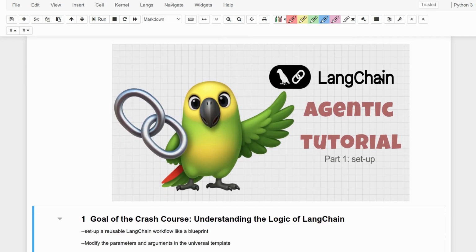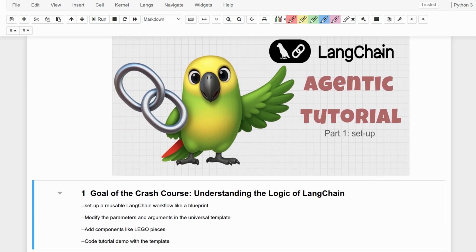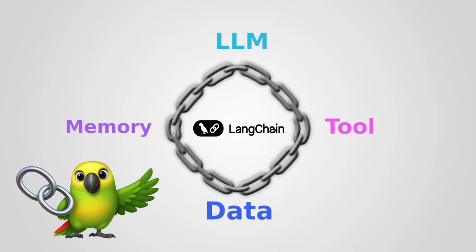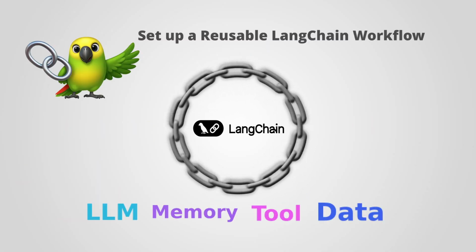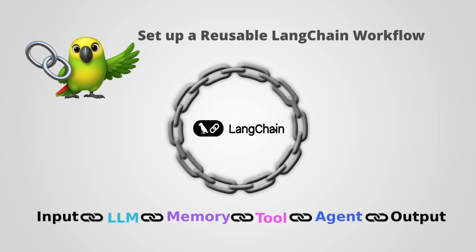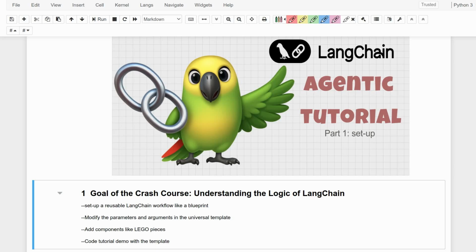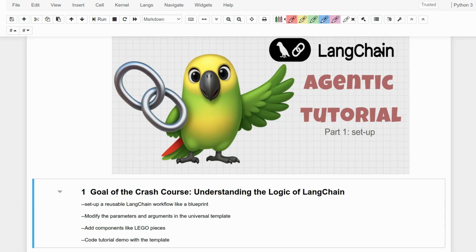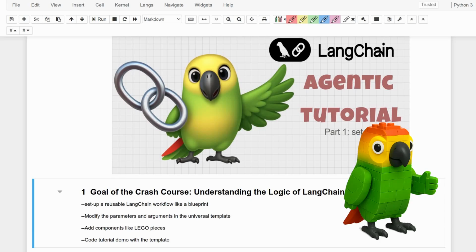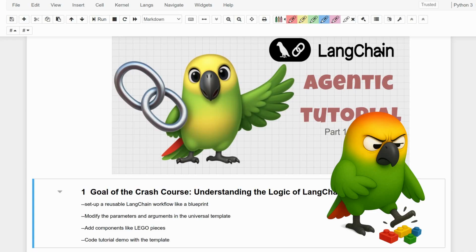It's actually pretty straightforward to use LangChain as long as you understand the logic behind how it works and how to chain components together. So this video will be a no-fuss introduction to how you can set up a reusable LangChain workflow like a blueprint or template so you don't have to reinvent the wheel every time. This way, instead of writing every project from scratch for any task, you just need to change the parameters and arguments, or add other components like Lego pieces, but without the pain of stepping on a piece at 3 a.m.